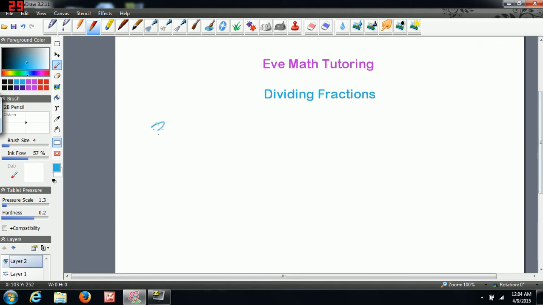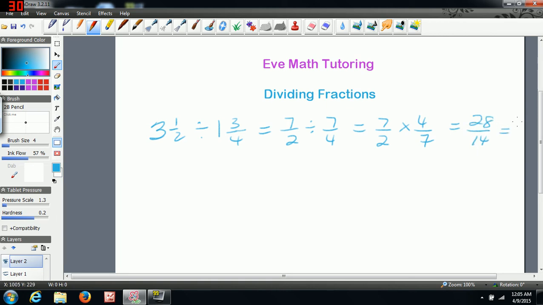Another example we can try is 3/2 divided by 1 3/4. So when you're trying to solve an example like this, what you're going to do is change both the fractions to improper form. So 2 times 3 is 6 plus 1 is 7/2. Divided by 4 times 1 is 4 plus 3 is 7/4. Then we would change this to multiplication and flip the second fraction. At that point, we would get 28/14, and then 14 goes into 28 2 times, so that would be the final answer. That would be method A.